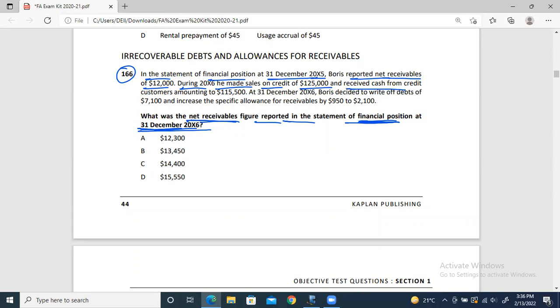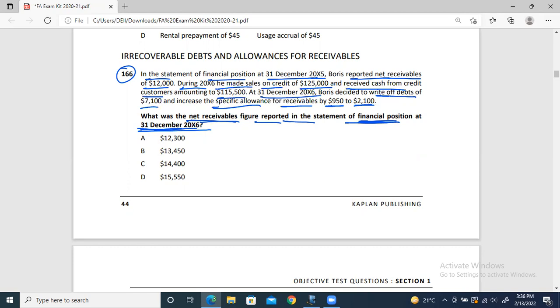Sales, and received cash from credit customers amounting 115,500. So this is the cash received. Now these are the closing balances at 31st December X6. Boris reported to write off debts. Okay, there were bad debts as well, 7,100, and increase the specific allowance for receivables by 950 to 2,100. So this is basically the increase in allowance that we are reporting over here.